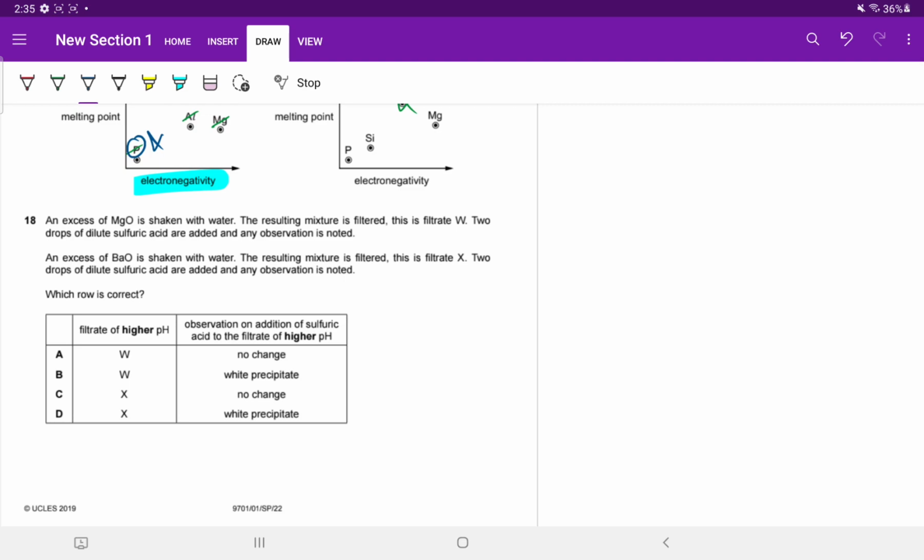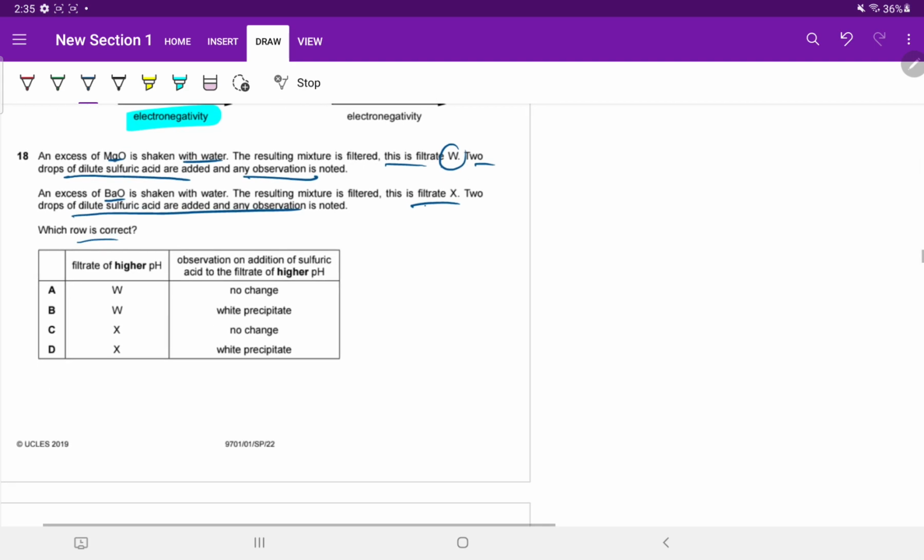Next, let's go to question number 18. An excess of magnesium oxide is shaken with water. The resulting mixture is then filtered. To the filtrate W, 2 drops of dilute sulfuric acid is added and any observation is noted. When an excess of barium oxide is shaken with water, the resulting mixture is filtered. This is filtrate X. 2 drops of dilute sulfuric acid is added and any observation is noted. Which row is correct?